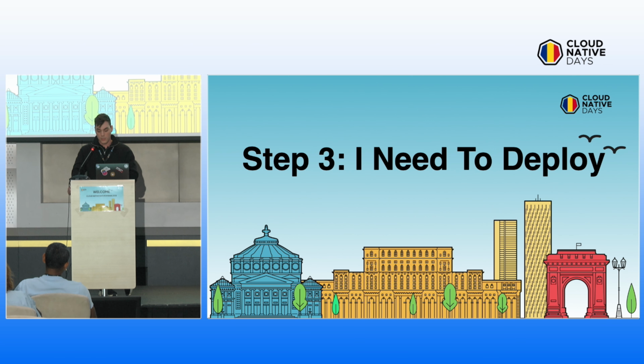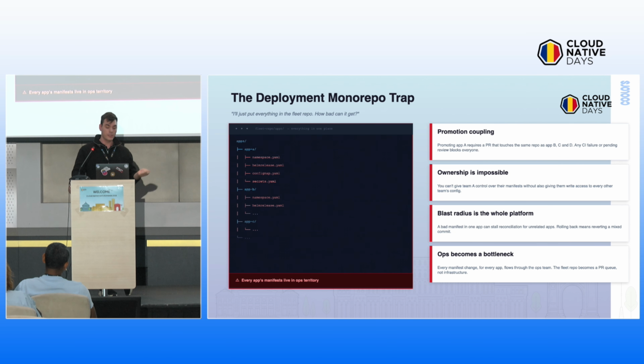Cool. Well, before I show you how we're doing it, let me show you how it started so you can see how it's going. When I initially joined this team, it was only me, and I thought that I could just put everything into a single monorepo for deployment, right? That will probably scale. It will be good enough. Well, it turns out it didn't scale, and it wasn't good enough. We had promotion coupling, because promoting an application A required a PR on the same repository as apps B, C, and D, and any CI failure would block everything.